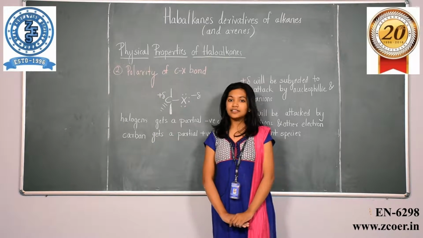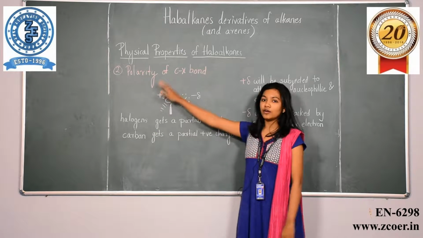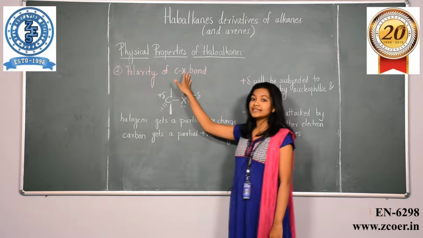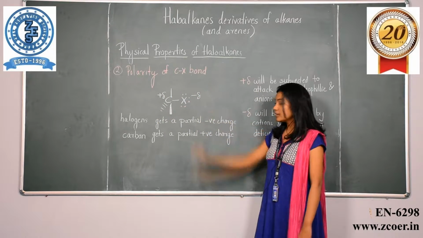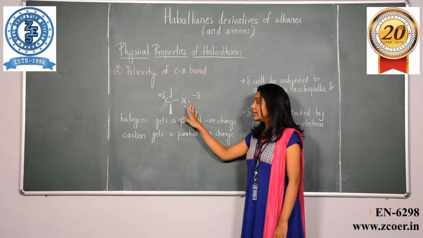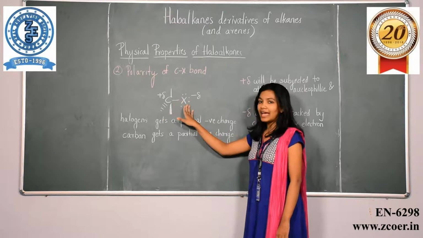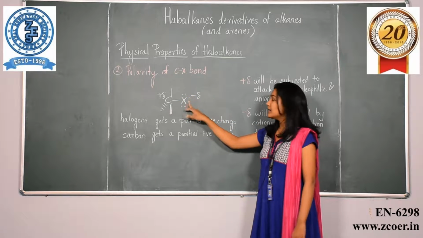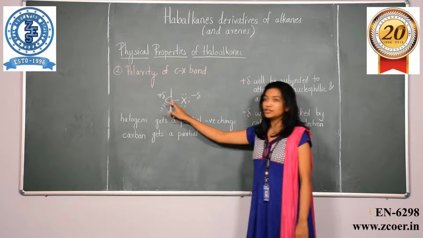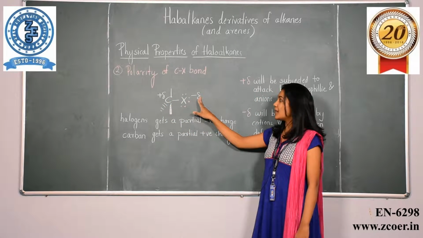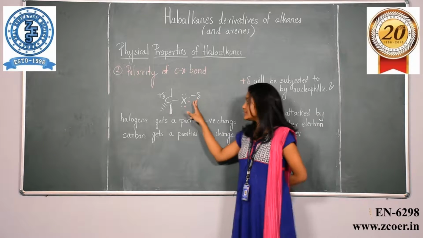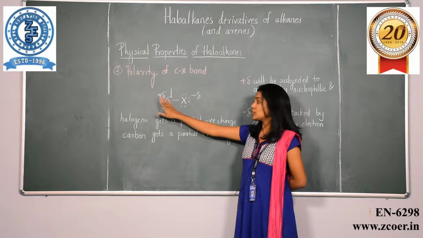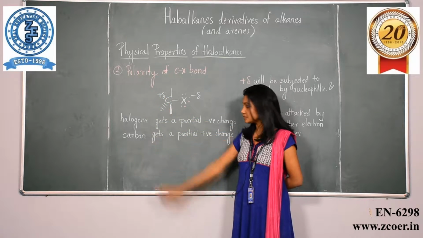Under physical properties, we will now see the polarity of the C-X bond. We will see why it is called a polarized bond. For that, let's consider the C-X bond, in which the carbon and halogen atom develop charges. The halogen is highly electronegative compared to the carbon, so it develops a partial negative charge, say minus delta, whereas the carbon develops a charge of plus delta.